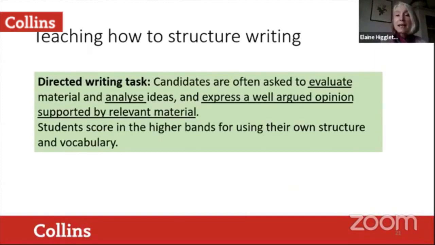you would often see an instruction like this in some of the Cambridge assessment materials or in a textbook that you might be using. Students have directed writing tasks to do, and you can see that we say students score in higher bands if they use their own structure and vocabulary.